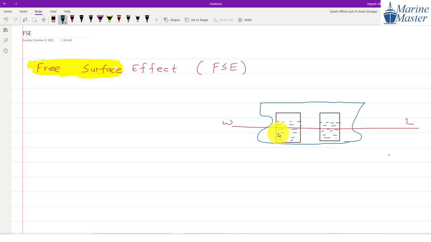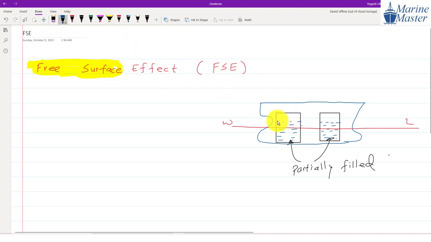See, these two tanks are partially full, partially filled. So here, this liquid is free to move. If the liquid in the tank is free to move, it means it has a free surface.